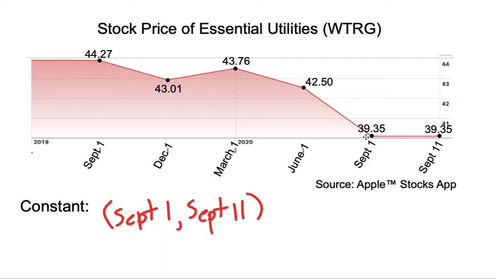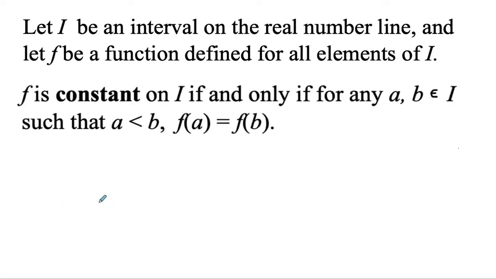If we pick any two dates in that time interval, the stock price will be the same for both of those dates, no matter what pair of dates we choose. So that is the interval on which the stock price function is constant. Again, this is consistent with our definition.